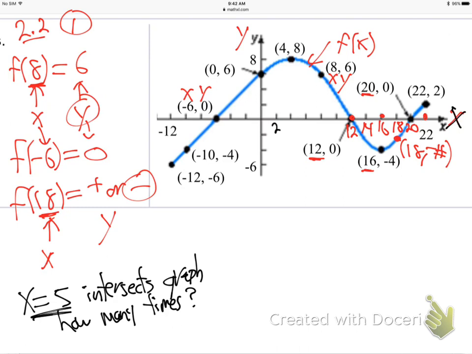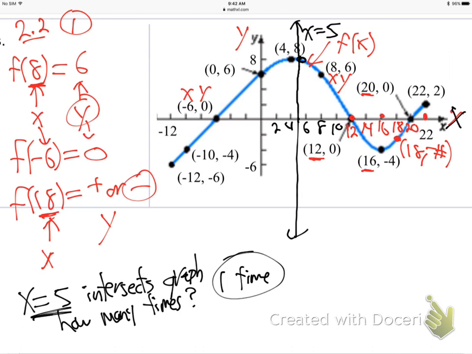Where's 5? Well, this is 2, 4, 6, 8, 10. It goes by 2s. So where's 5? Right here between 4 and 6. There it is. There's the line x equals 5, the line that goes through the x-axis at 5. How many times did that hit the graph? Well, just once. It's right there. One time. That's all they want. It hits it one time, nothing more than that.